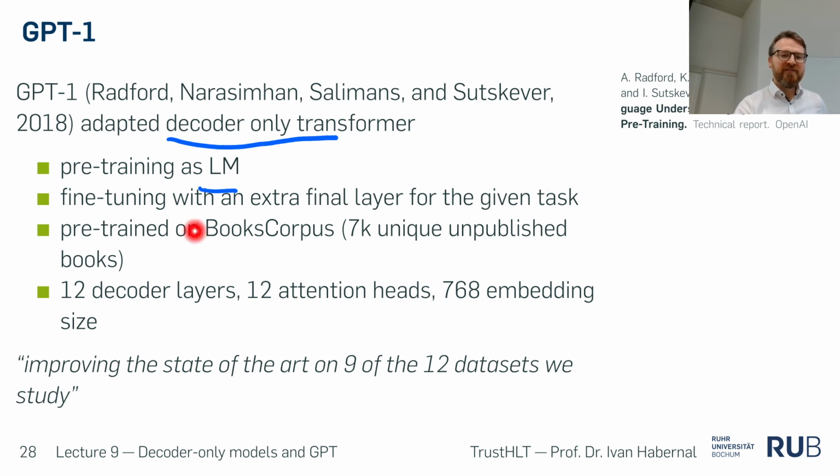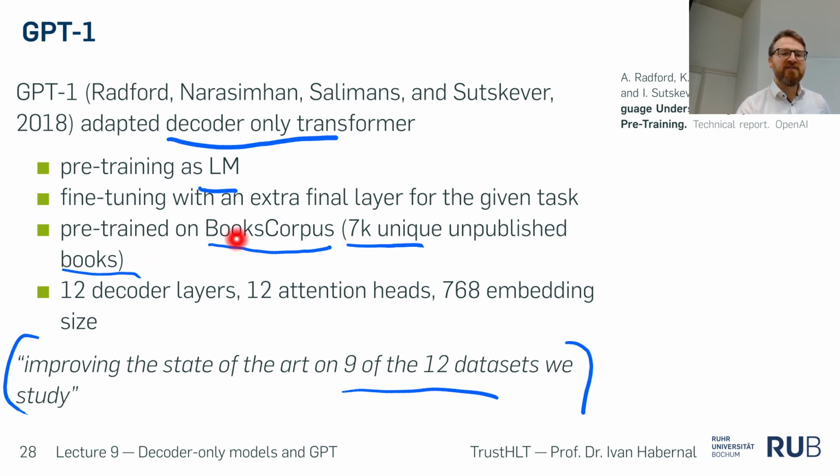And they improved the state of the art on 9 of 12 data sets they studied. I don't exactly recall all these tasks they were studying, but it was language understanding. What they used for pre-training was a book corpus, 7,000 unique unpublished books. So it's a very small corpus. Think about this, 7,000 books. I think it's even something you can put in a library, physically. 7,000 books would fill this room maybe, or not.